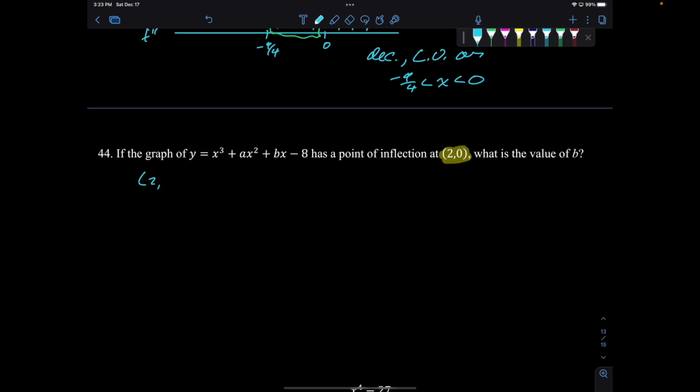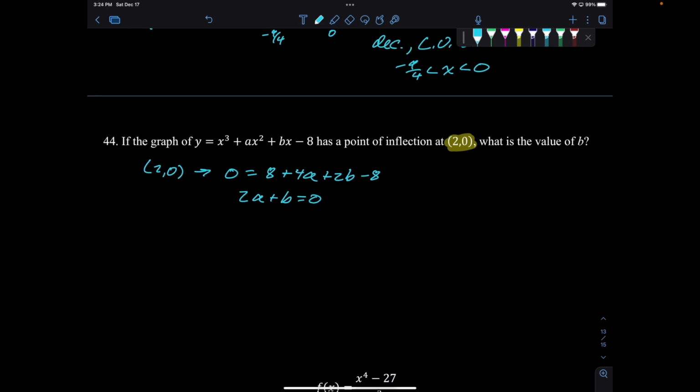So the point 2, 0 gives me 0 equals 8 plus 4a plus 2b minus 8, which means I'm going to say 2a plus b is 0. Is it like 4a plus 2b equals 0? But, you know. So that's the first thing it does. The second thing it does is it tells us the second derivative at 2 is also 0. So let's find y prime is 3x squared plus 2ax plus b. Y double prime is 6x plus 2a.